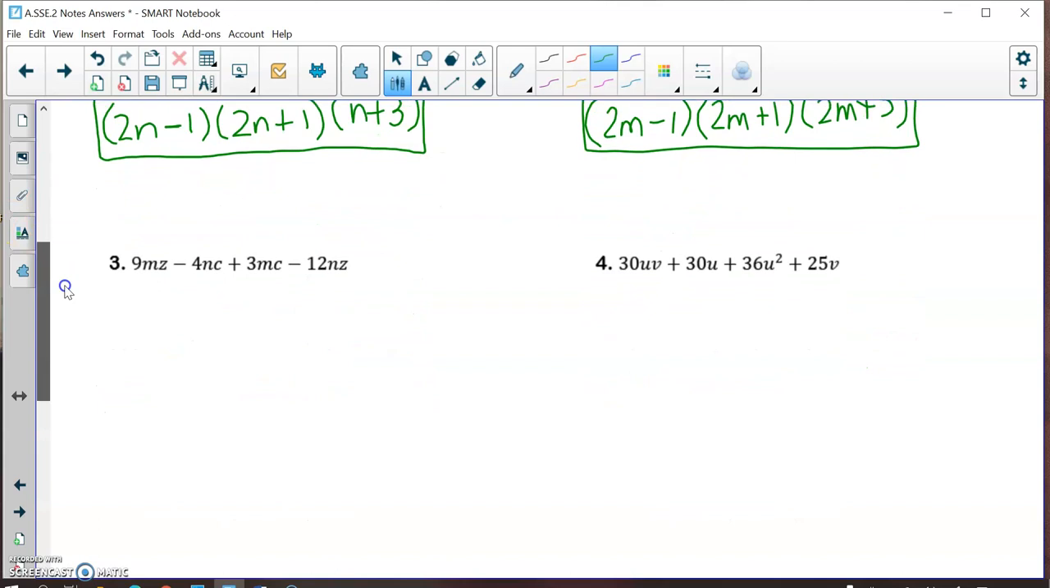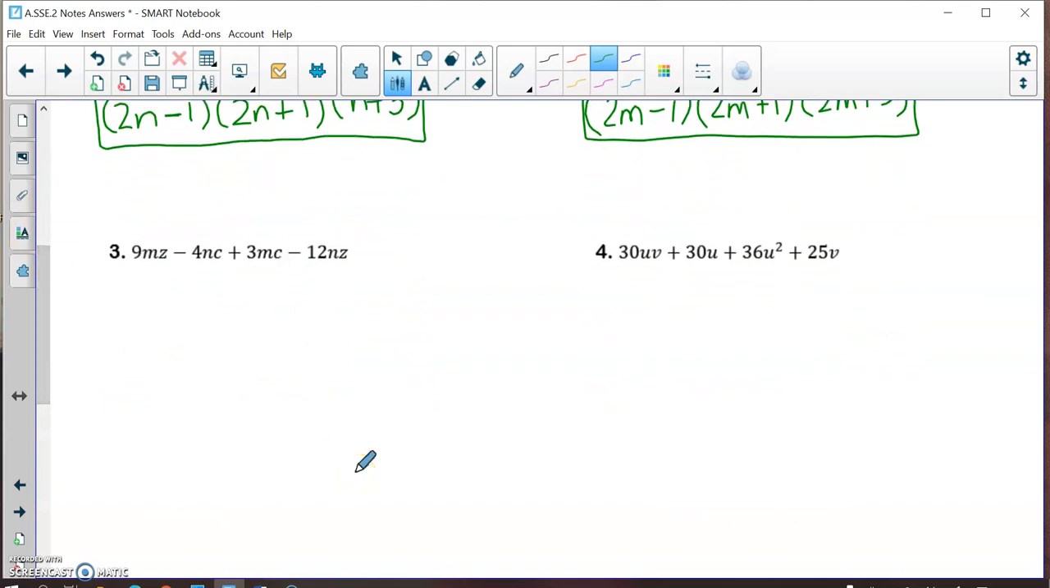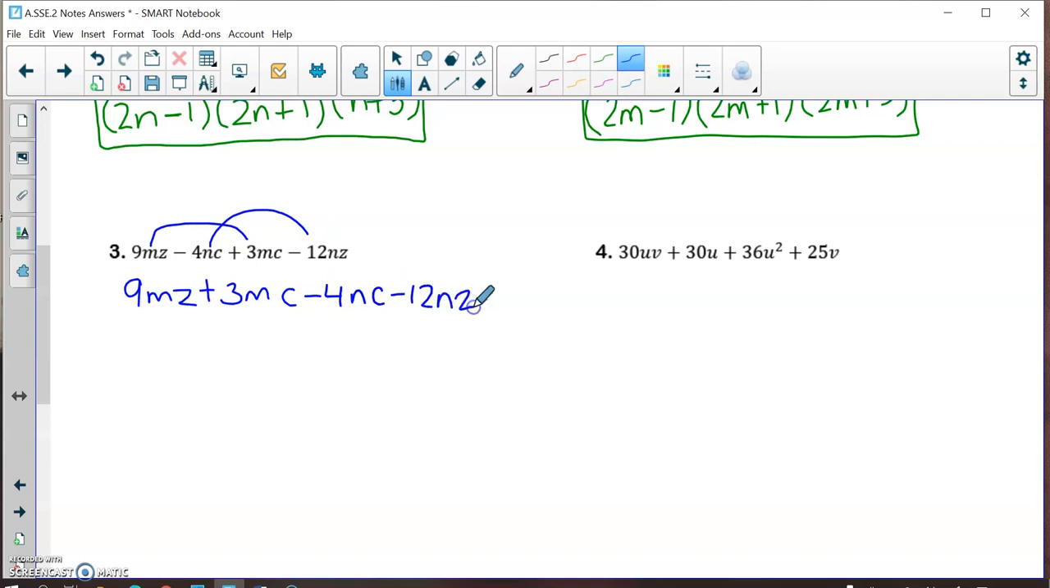All right, number 3. We do not have a GCF. And if we start off using the grouping method, we actually can't factor out anything out of these 2 terms. So for this one, we're actually going to need to rearrange the problem. I'm going to pair the 9mz with the plus 3mc, and we're just going to test to see if this works. And then I'm going to pair the minus 4nc with the minus 12nz together.